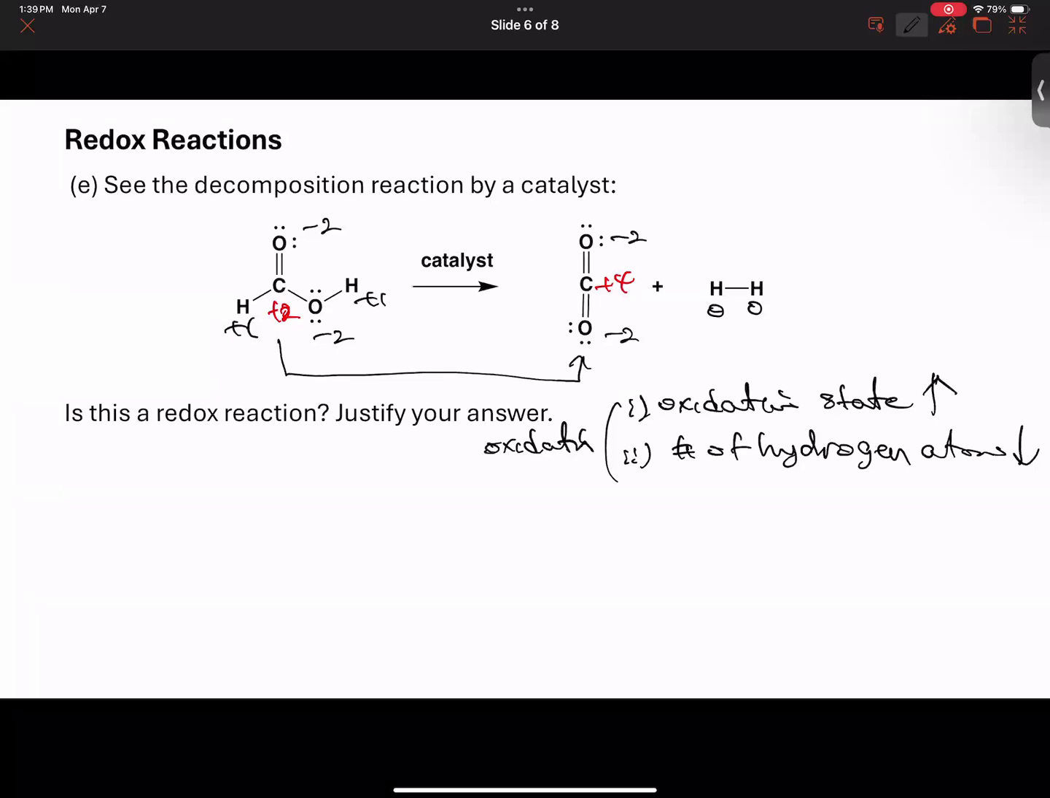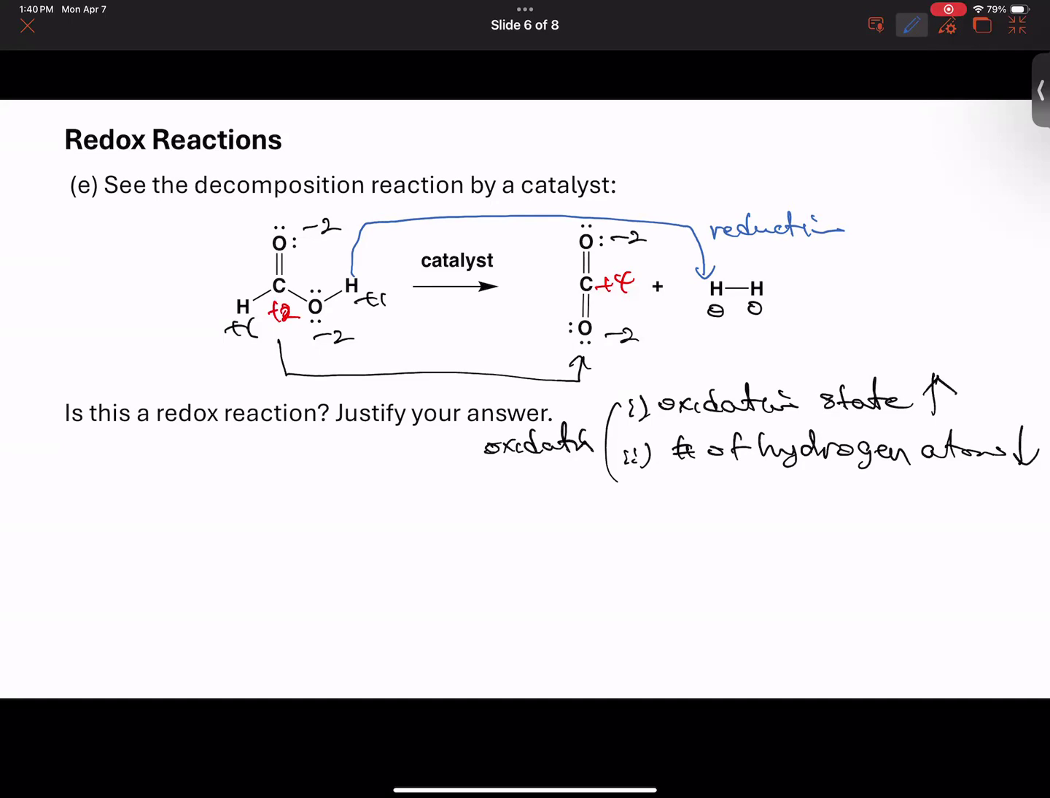And oxidation-reduction reactions always occur as a pair. Then this hydrogen goes from +1 to 0. So this is a reduction. Initially, hydrogen had lost its electron density; it was bearing a partial positive charge. Now it is 0. So this is reduction.